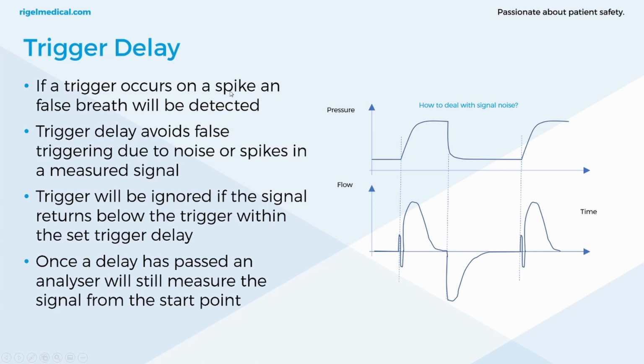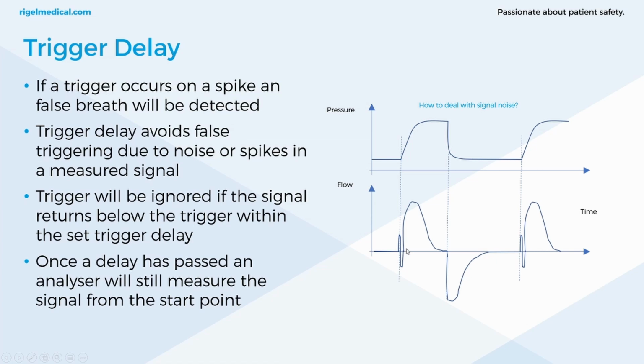Now, if a trigger occurs on a spike, a false breath could be detected. So here's an example where you've got a spike or a noise, I guess a noise spike, and then a false breath could be measured at this point here.